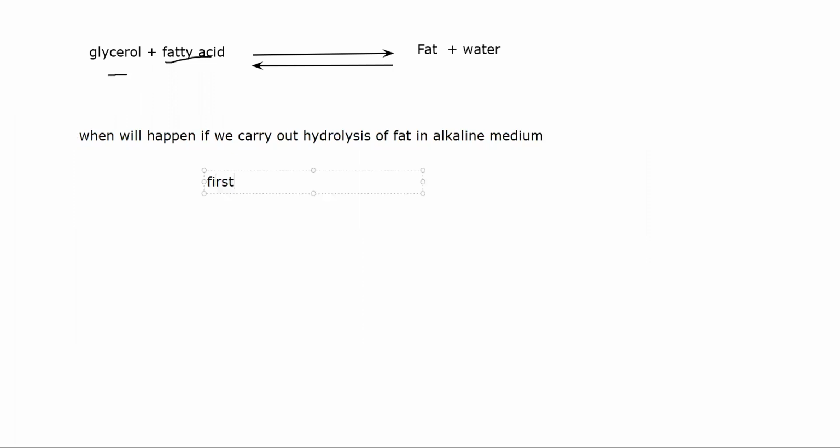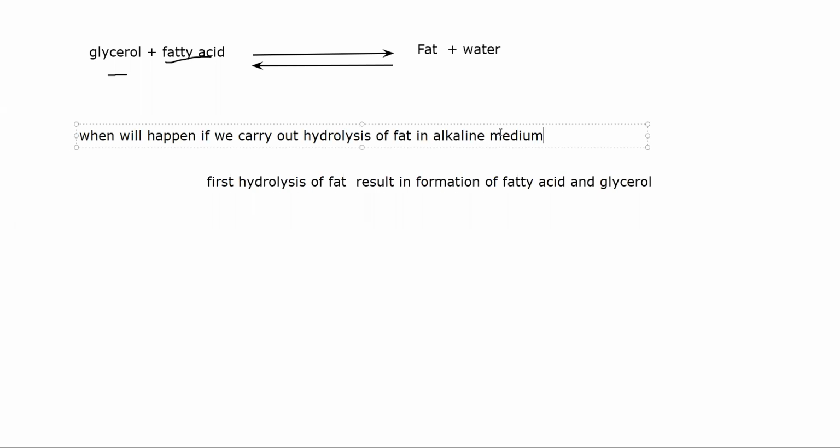So first, what happened? It results in the formation of fatty acid and glycerol. Then what happens if we carry out hydrolysis in alkaline medium like sodium hydroxide, NaOH, or in the presence of alkali? Because fatty acid is an acid, a carboxylic acid, the fatty acid will react with alkali to form a soap. So this is how a soap is manufactured or prepared.